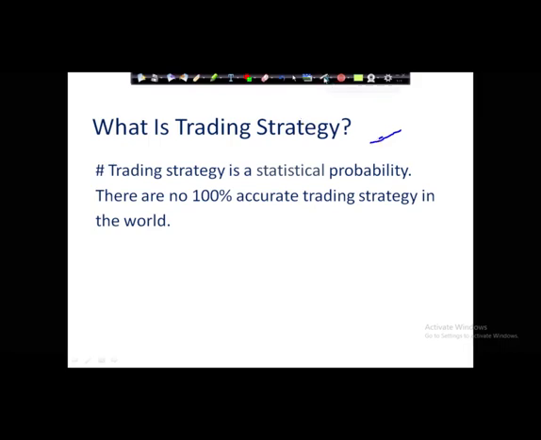You know why we place our SL? Can you tell me why we place our SL?